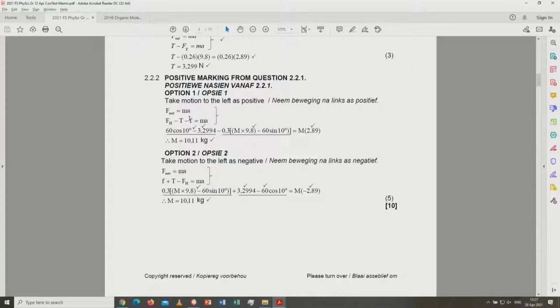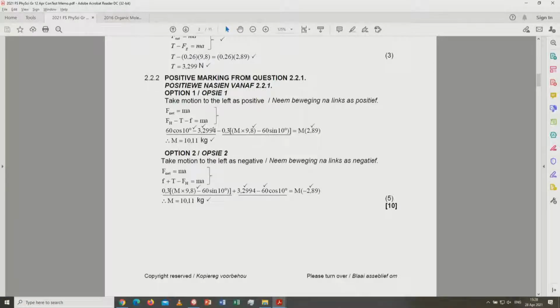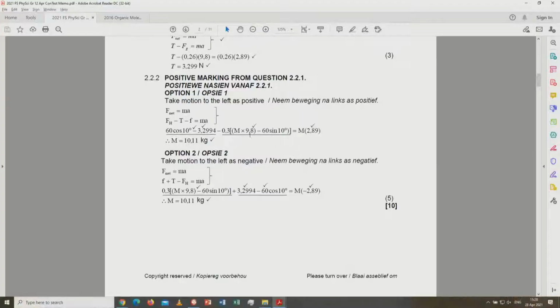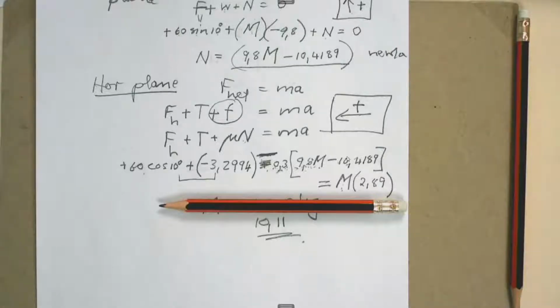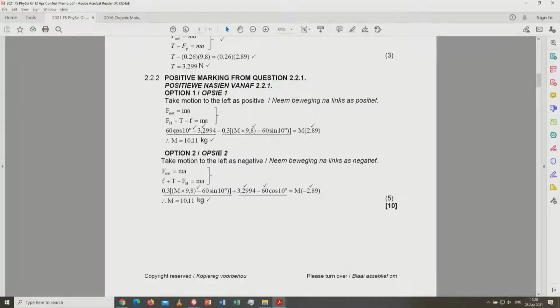And that is why there are so many marks for the substitution step. But you can see it looks the same as mine, 60 cos 10 plus negative 3,2 whatever minus the 0,3, there it is, and the 9,8 m and the 60 sine 10. Now the 60 sine 10 is that one there. Okay, so lots of marks in the substitution. Challenging question, really challenging, but not undoable.